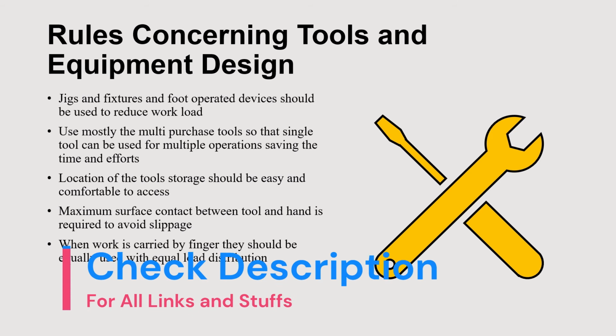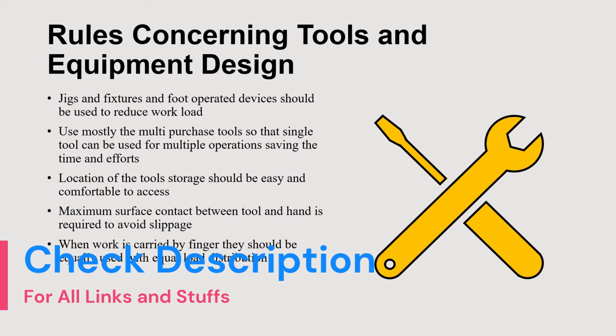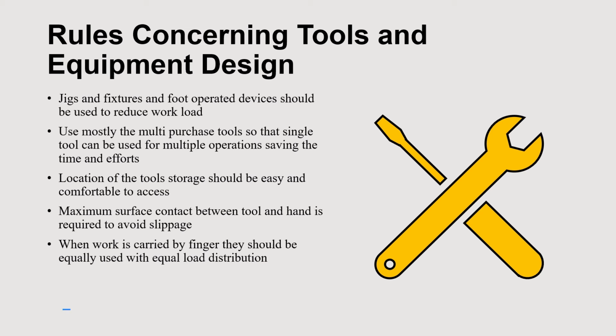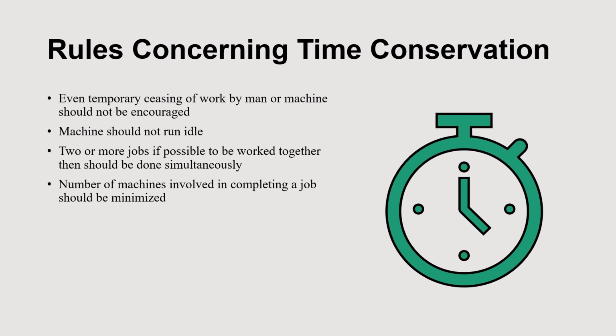So you need to have this in mind, because these are what we can easily adapt and we can change in our factory. Then we have the rules concerning time conservation. Time is the most crucial part again, because every factory is always working on reducing time, because time is directly proportional to cost.